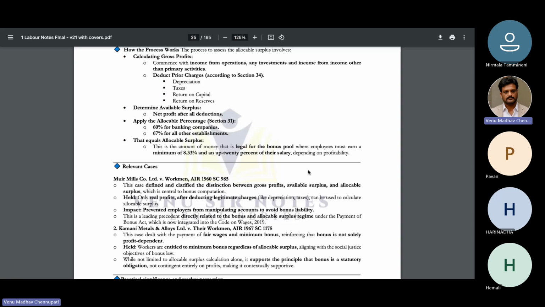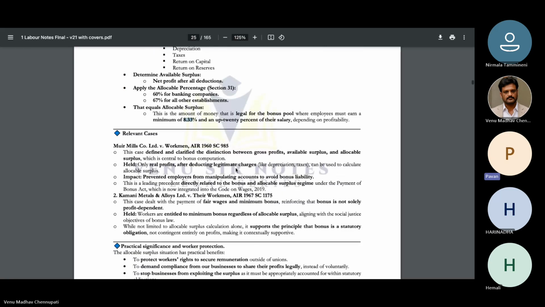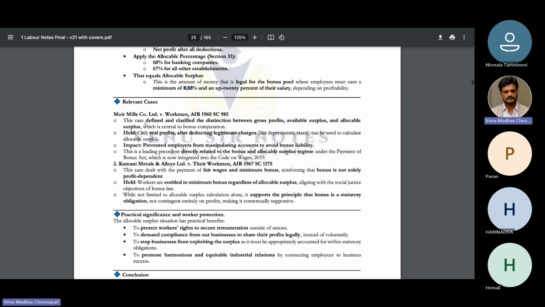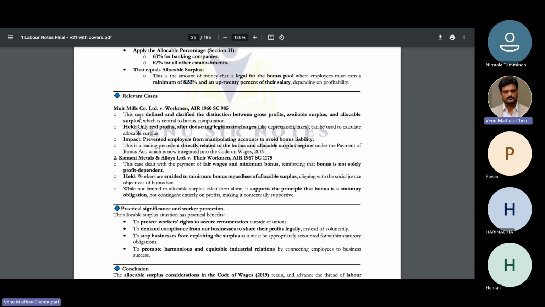నిన్న పవన్ సార్ అన్నట్టు 8.33 is nothing but 1 month of salary. And 20% might be approximately 8 into 3 కాబట్టి 2.5 months of salary. అంతే కదా సార్? అంతే సార్. Yeah.